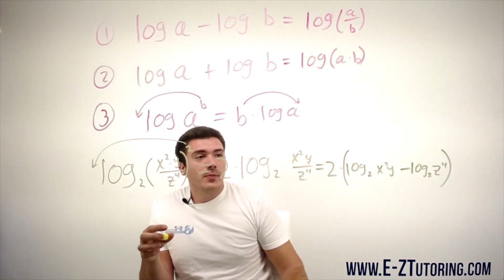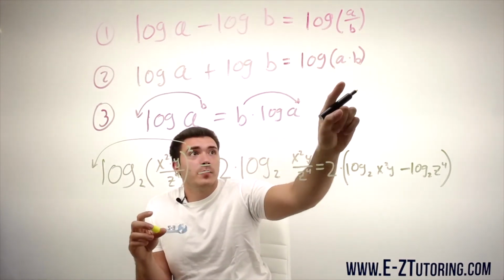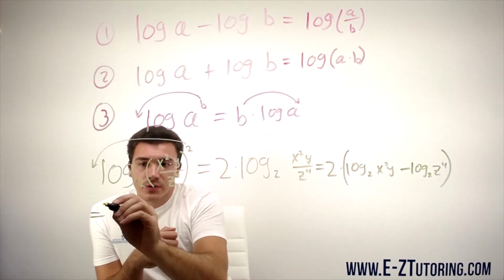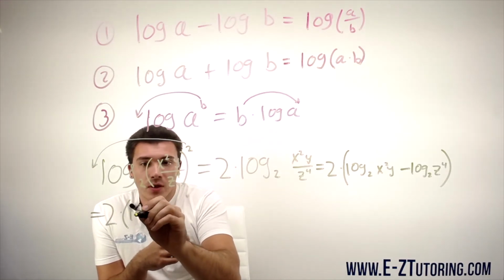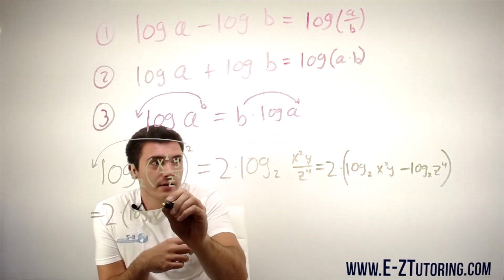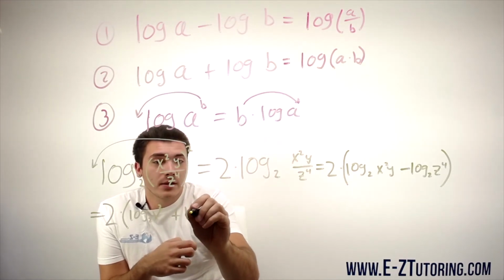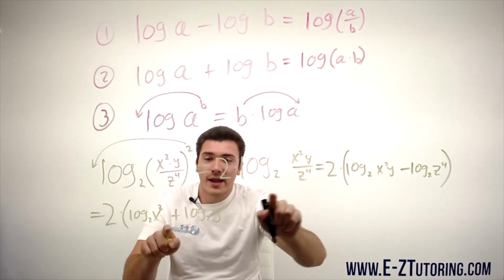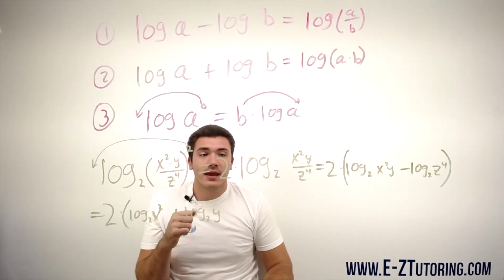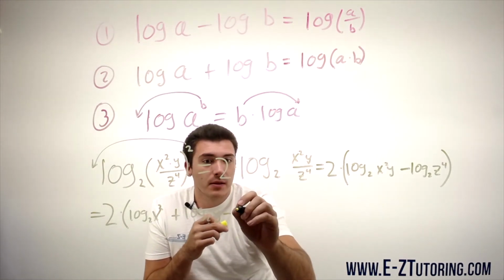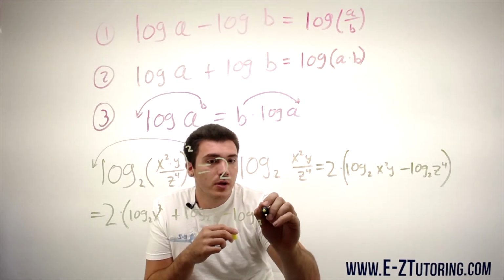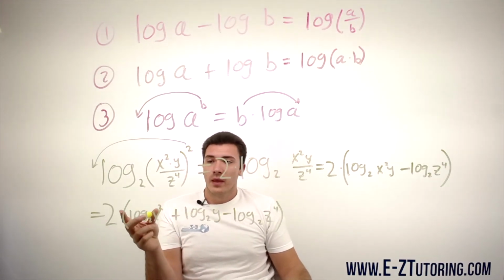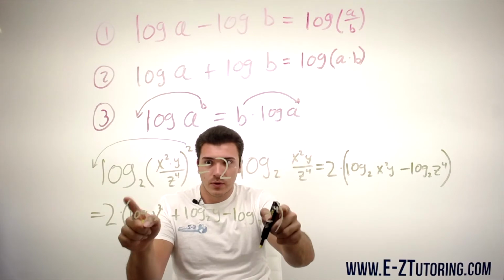So since we have multiplication in that log, we can use rule number 2, because when there's multiplication, you can split it into one log plus another log. So this becomes 2 times parentheses log base 2 of x squared plus log base 2 of y. So we split up the x squared and the y into 2 logarithms being added together. Then of course we also have minus log base 2 z to the fourth.